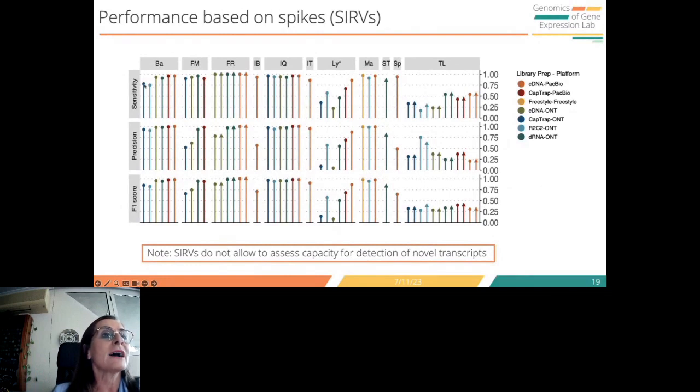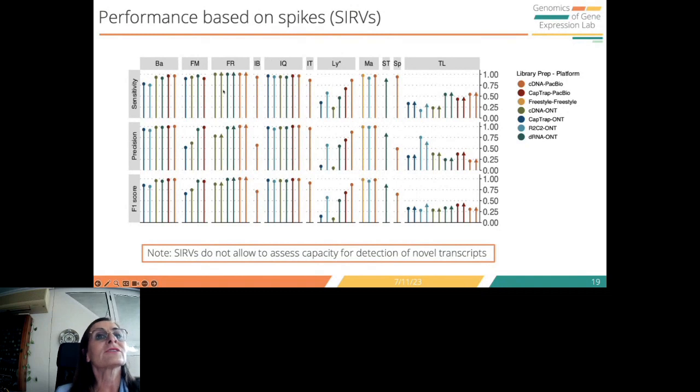And here we have values of sensitivity and precision for the different tools, and for the 6 different combinations of library preparation and sequencing platform. But you can see that in general, most tools did great, both at sensitivity and precision for all the methods. So they are reaching above 70, 80%, almost 100% in some cases.